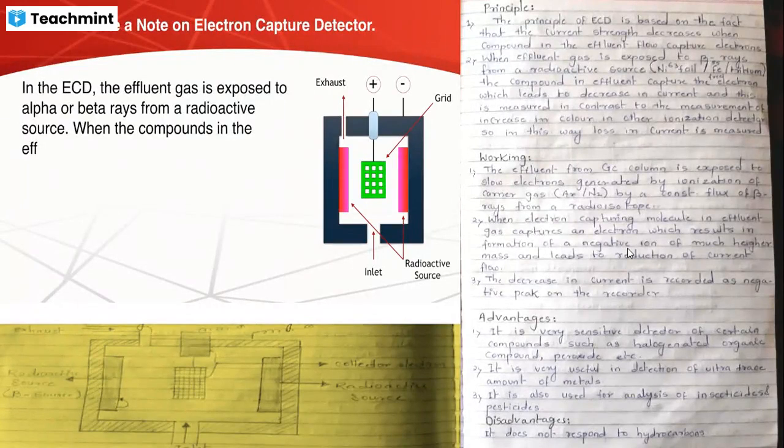Okay, the compound in the effluent captures the electron, and after capturing the electron, there will be a decrease in the current, and this will be measured in contrast to the measurement of increase in current in other ionization detectors. Okay, so in this way loss in current is measured. Then the decrease in current is recorded as a negative peak on the recorder. These are the advantages and disadvantages.